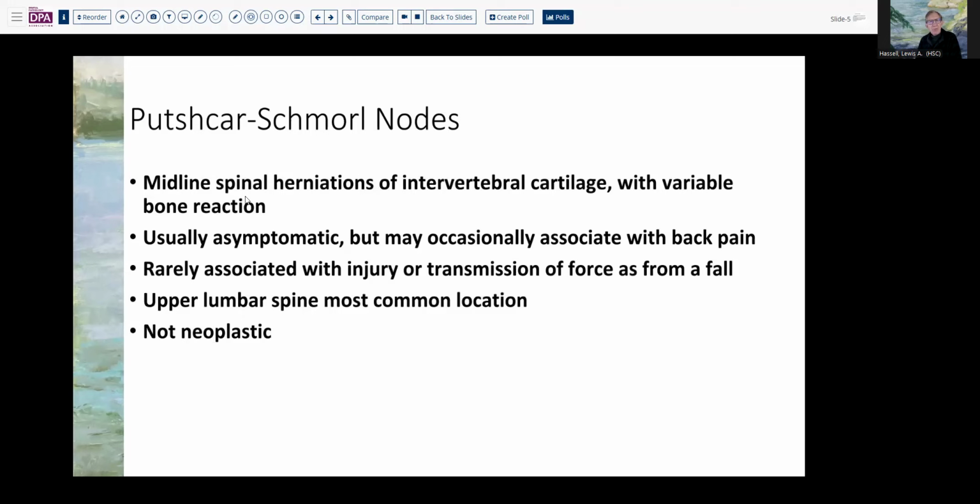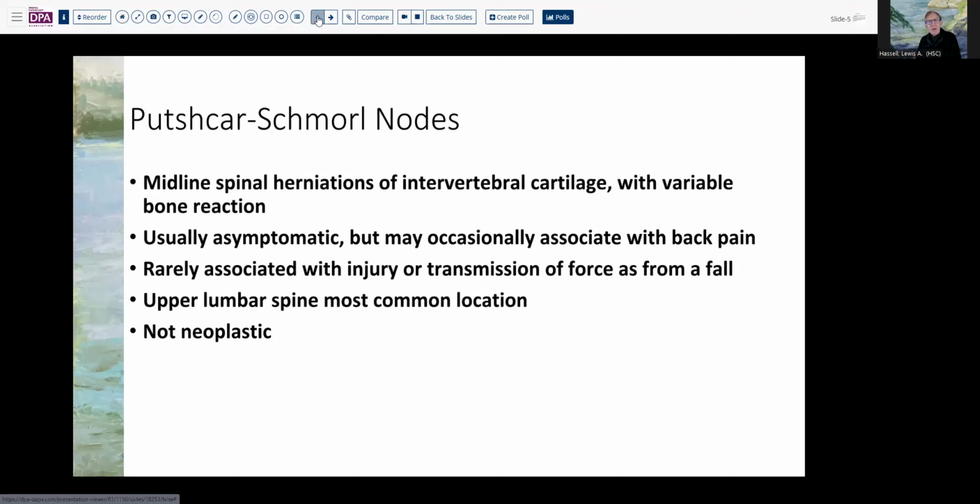These are midline spinal herniations of the intervertebral disc cartilage. And there can be variable amounts of bony reaction. Some patients may be symptomatic, but in most cases, the patients, like our patient, come to autopsy and it's an incidental finding. On rare occasions, however, these have been identified in patients with back pain.